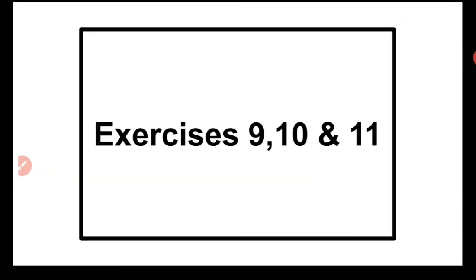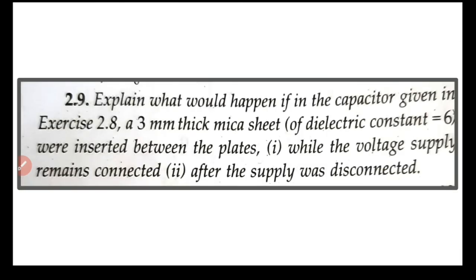Now we are discussing some questions from the exercises, that is 9, 10 and 11. Question number 9. Explain what would happen if in the capacitor given in exercise 2.8 a 3 mm thick mica sheet of dielectric constant 6 were inserted between the plates. First one, while the voltage supply remained connected. Second one, after the supply was disconnected.